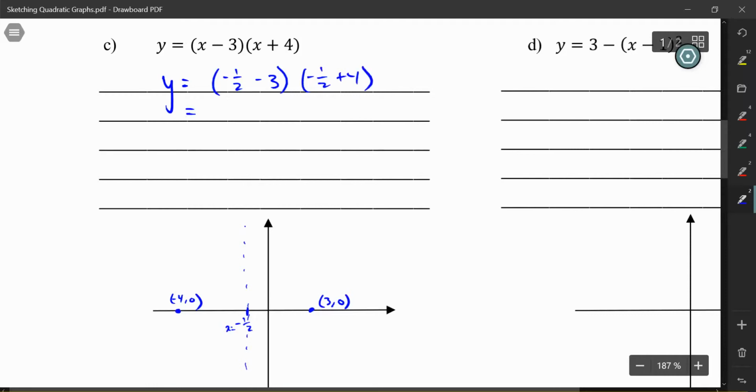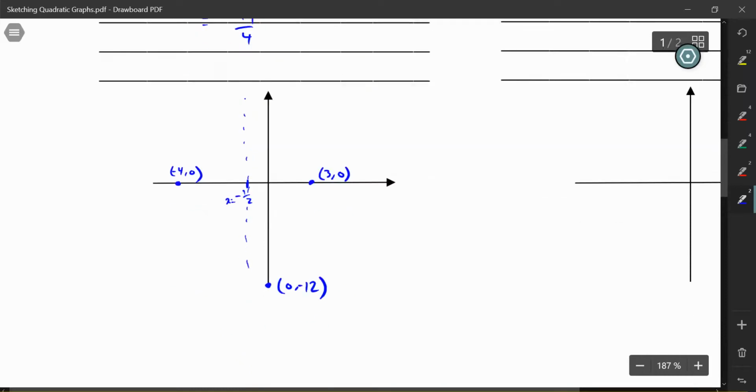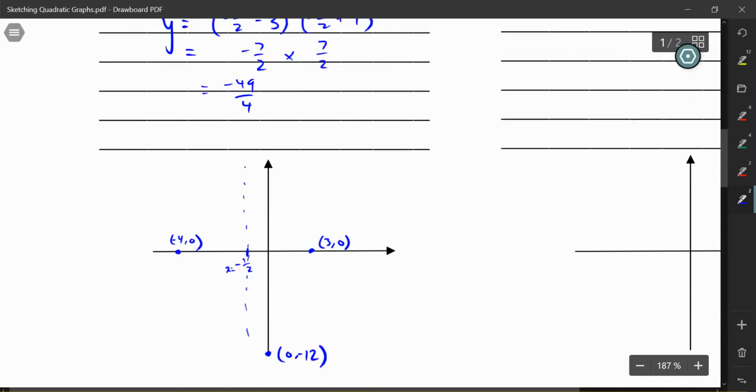That now gives me, what is this? Don't we all hate fractions, don't we? Negative 6 minus 1, minus 7 on 2, times negative 8 minus 1. No, negative 8 minus 1, 7 on 2, negative 49 on 4. Okay, so negative 49 on 4 is about negative 12 and 1/4.